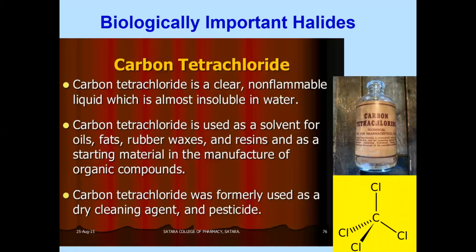Biologically important halides. Carbon tetrachloride is a clear liquid which is almost insoluble in water. Carbon tetrachloride is used as a solvent for oils, fats, resins, and as a starting material in the manufacture of organic compounds. Carbon tetrachloride was formerly used as a dry cleaning agent and pesticide.